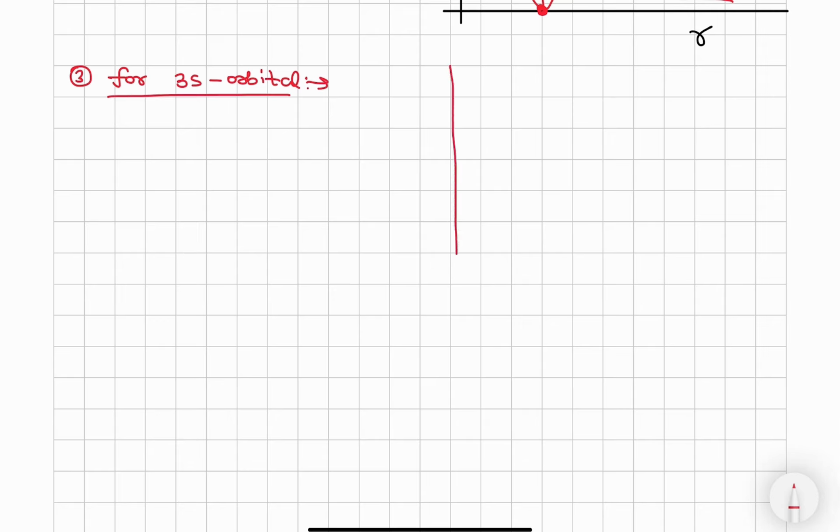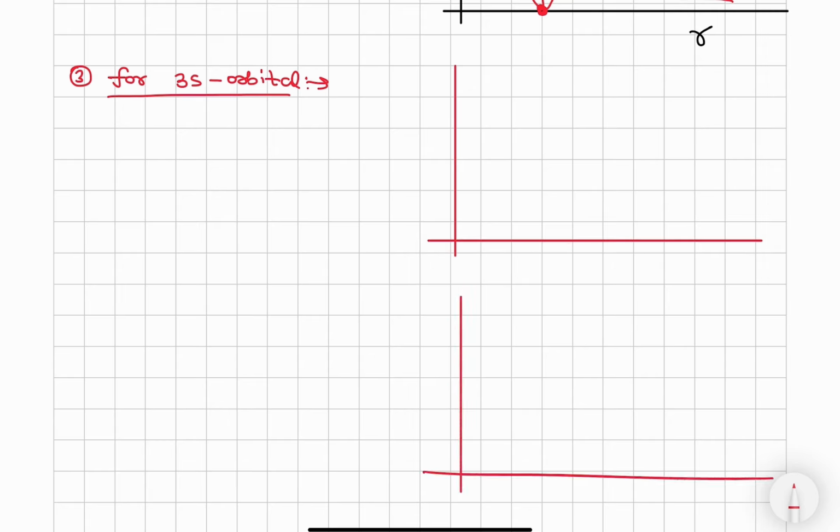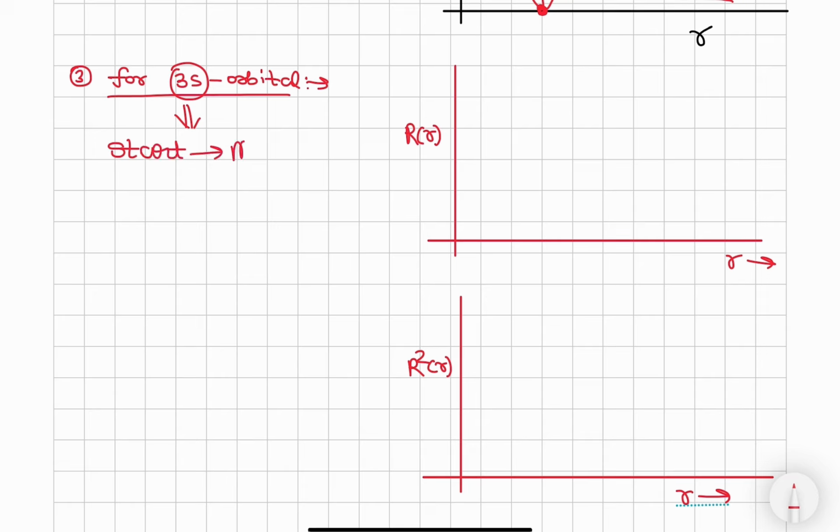Again draw axis, x-axis, y-axis, x-axis. This graph will be RR versus R, and this graph will be R square R versus R. Okay, so because this is s orbital, graph will start from maximum value. For finding the cut with axis, find out radial node.